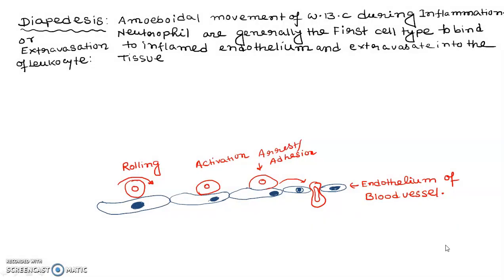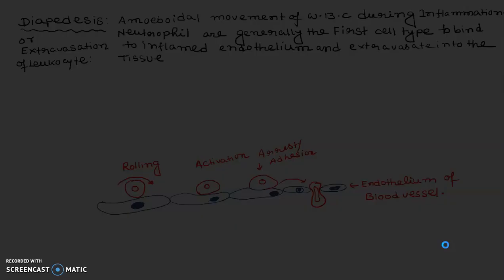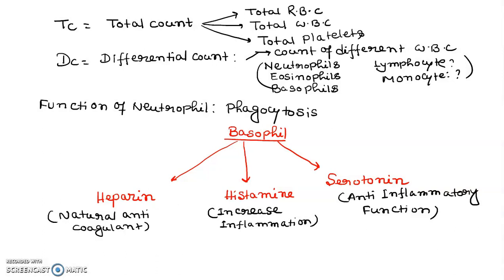Now coming to the neutrophil function. Here we can see the total count. TC is known as total count and DC is known as differential count. Total count is the total number of RBC, WBC, and platelets. Differential count is the count of different WBCs, like how many neutrophils there are, how many eosinophils, how many basophils.